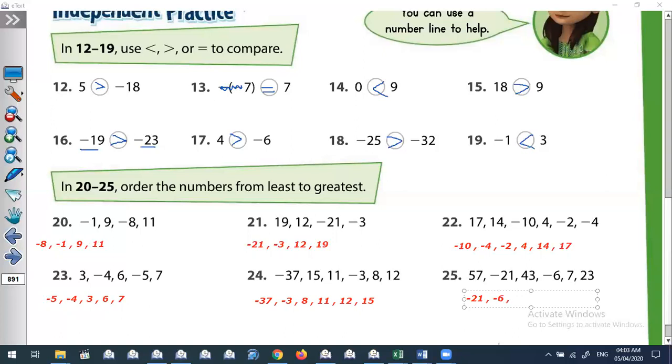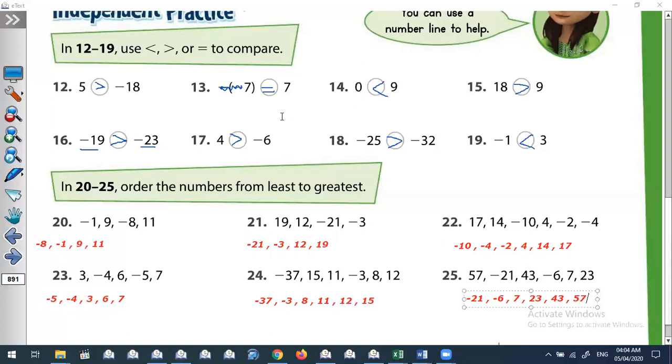Now let's move to the positive numbers. We still have 57, 43, 7, 23. The smallest one is 7. After 7, we still have 57, 43, 23. Yes, 23. After 23, we have 57, 43. Yes, 43. And the last one is 57.